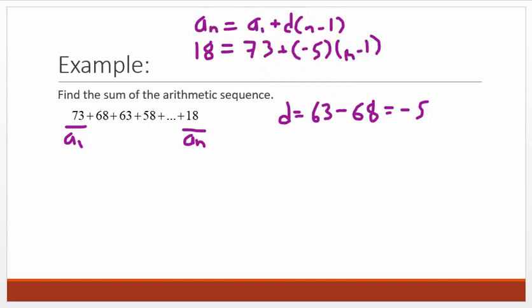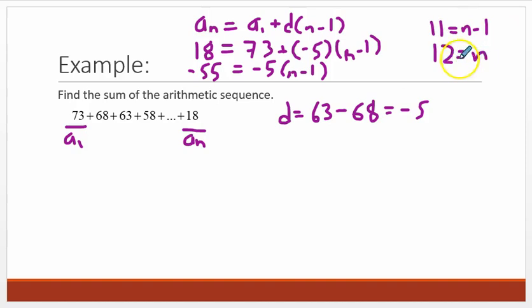I'm just going to solve this equation, so perform opposite operations. So first I'm going to do 18 minus 73. So we have negative 55, and this equals negative 5 times n minus 1. So next I would divide by negative 5, which would give me 11 equals n minus 1. And then my last step would be to add 1 to both sides. So 12 is equal to n.